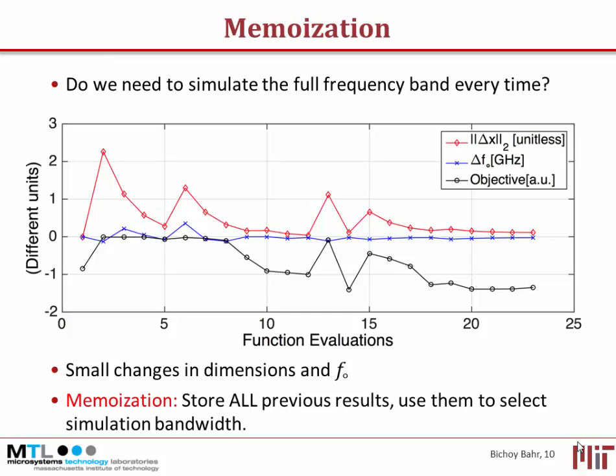And this will always happen with any optimization algorithm. We also notice that the same thing happens here, and it can happen quite often during the course of optimization. So this motivated me to use memoization. By memoization, I mean I store all the previous simulation results. Whenever the optimizer asks for a new design dimension, I go back and search in all previous simulations till I find dimensions that are close to the new ones. From these dimensions, I can estimate an upper bound on how much the frequency can change, and this can dramatically limit my frequency simulation bandwidth.